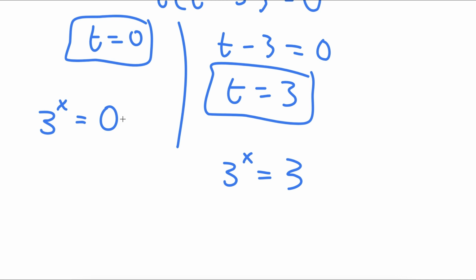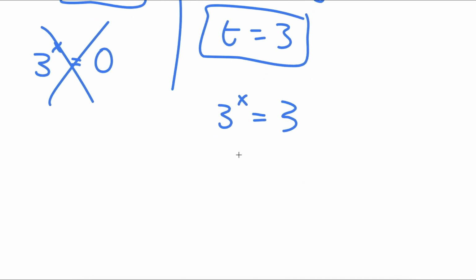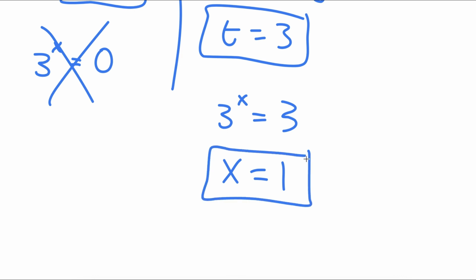So for 3 to the power of x equals 0, well, you can't take the power of a number and make it equal to 0. Nothing to the power of anything is equal to 0. Now 3 to the power of x equals 3, well, 3 to the power of 1 equals 3. So x is equal to 1, and this is my answer.